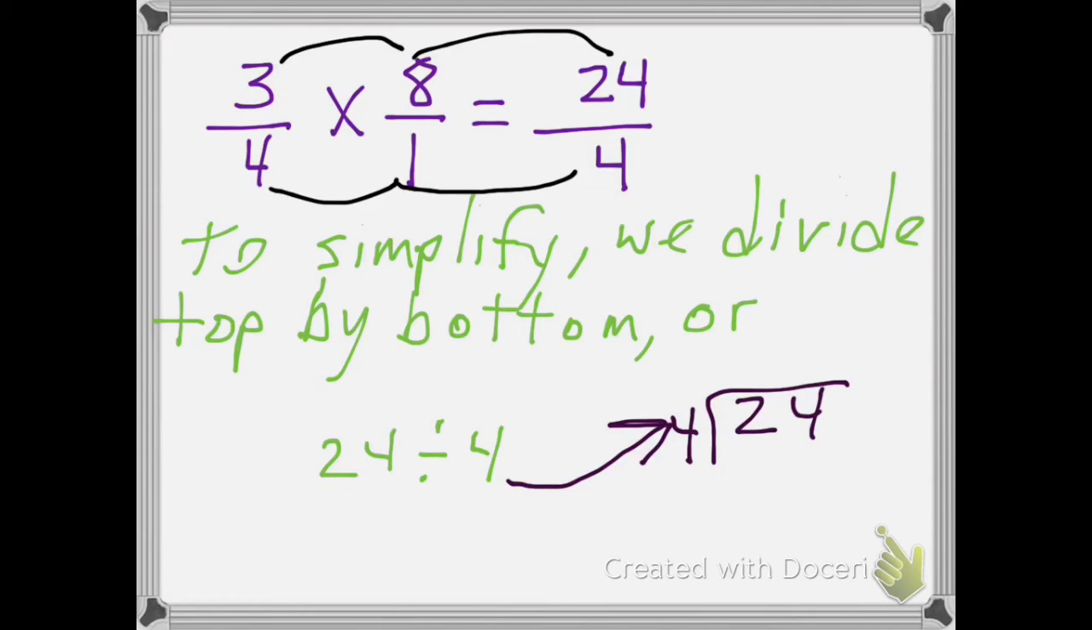To simplify, all we're going to do is divide top by the bottom. 24 divided by 4. In this case, 4 does not go into 2. It does go into 24 exactly 6 times. So our answer is, he ran a total of 6 miles.